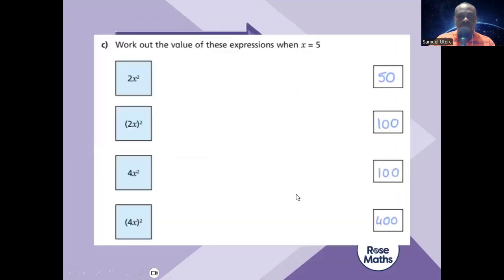All right. For C, here are the answers. We're substituting x equal to 5. So here we square 5 first before we multiply by 2. 5 squared is 25. 2 times 25 is 50. And then this one, you can see it's different. You multiply 2 by 5 first before you square it. And those are the other answers.